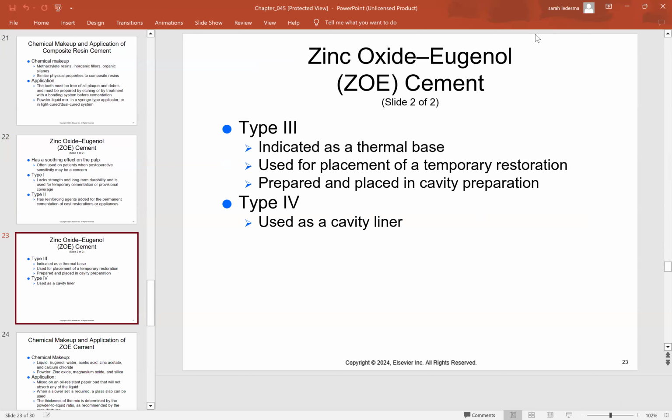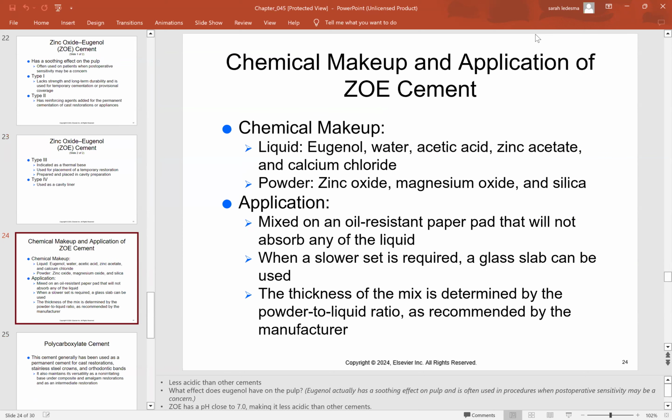This is used for placement of a temporary restoration, prepared and placed in the cavity preparation. Type 4 we can use as a liner. This comes in liquid and powder. So the liquid is eugenol, water, and acetic acid, and then the powder is zinc oxide, magnesium, and silica.